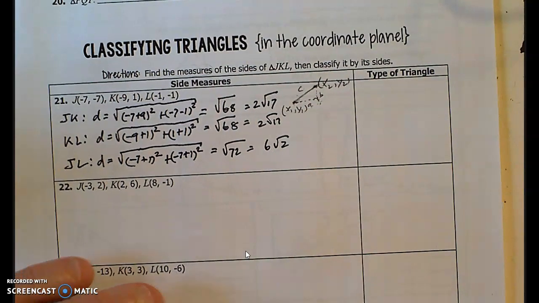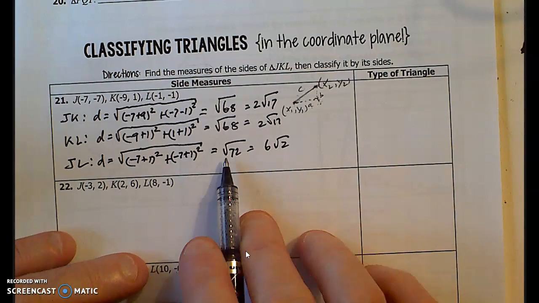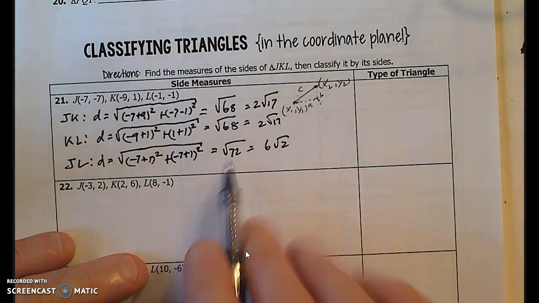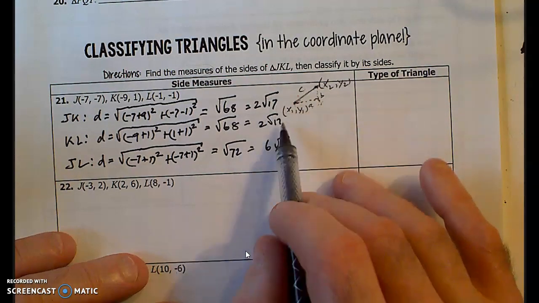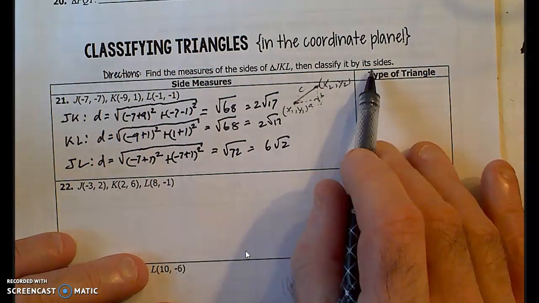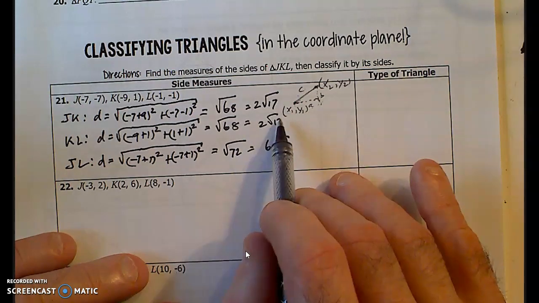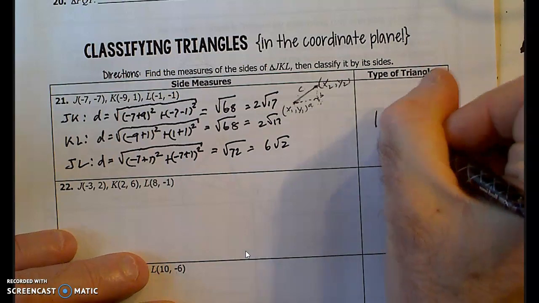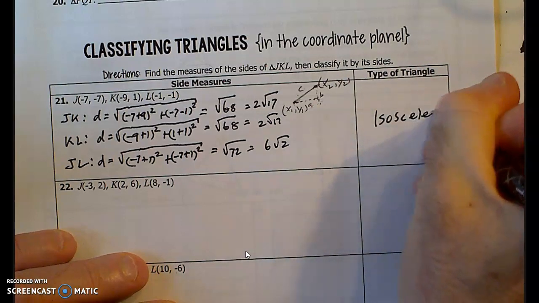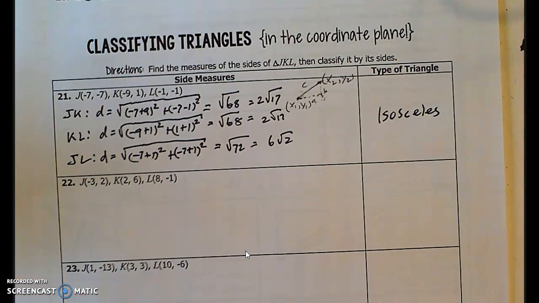Okay, I just did that quickly in my mind. You can go over that yourself, see if you get the same answer when you simplify, okay? But I see that these two over here are the same. The third one is not the same. So if I classify them by their sides, I have two sides which are the same, and that is known as an isosceles triangle. Okay, awesome.